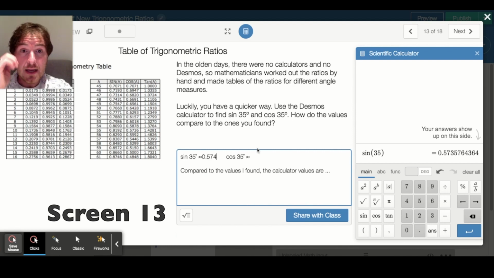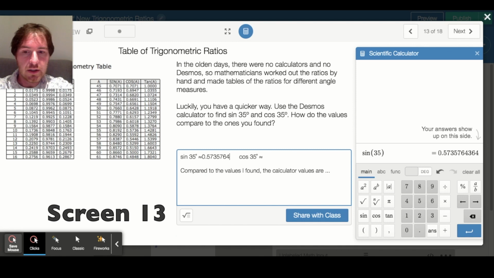0.574, okay? And anyways, how does it compare to the table here, sine of 35 degrees? Well, they don't actually show us. We can't even see it here. How the values compare to the ones you found? What is that talking about? Where are the values I found? The calculator's values are the values I found. It's longer. It's more precise. Okay, I'm going to do the whole thing here.